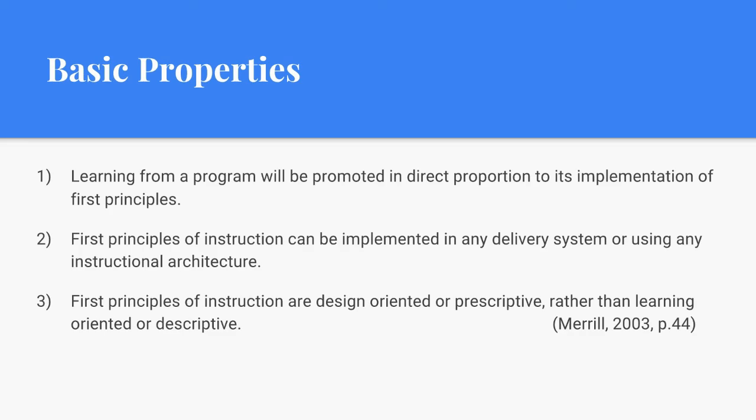In addition to the 5 first principles of instruction, Merrill identifies 3 basic properties of his principles. Specifically, he claims that the implementation of these first properties promotes effective learning, that these first principles can be applied to any system or environment, and that they need to be taken into account at the design stage. But are they equally good for all contexts?